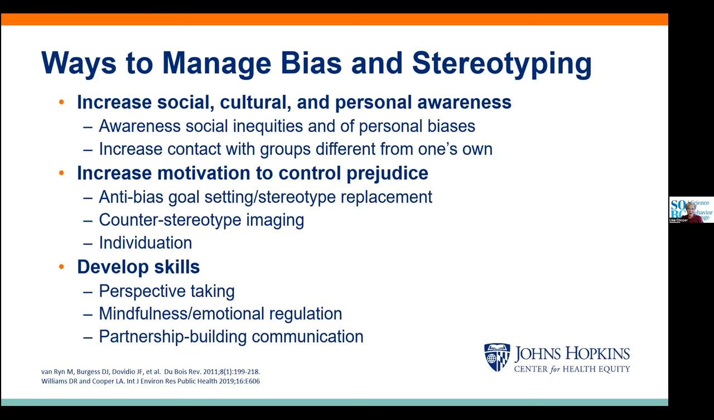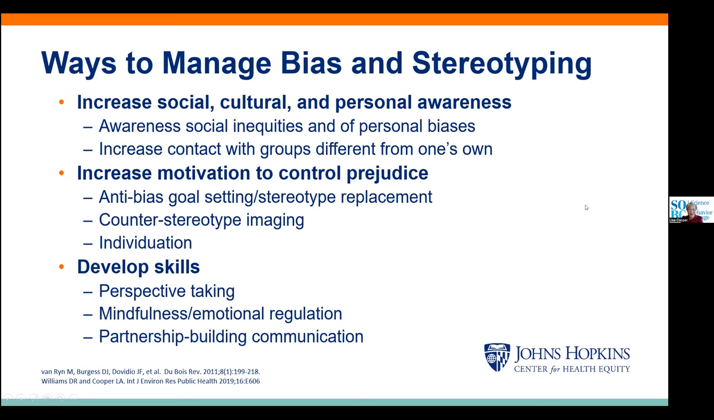So now I want to talk to you about ways to manage bias and stereotyping and what we know about what works or what we're learning. So that's a field that's growing. One of the things we are learning through this work is that increasing cultural, social, and personal awareness is important. So basically, having people be exposed to tests like the implicit association test, but not doing that just alone. Also, giving them strategies to manage when they find out that they might have an implicit bias, to manage that in some way.